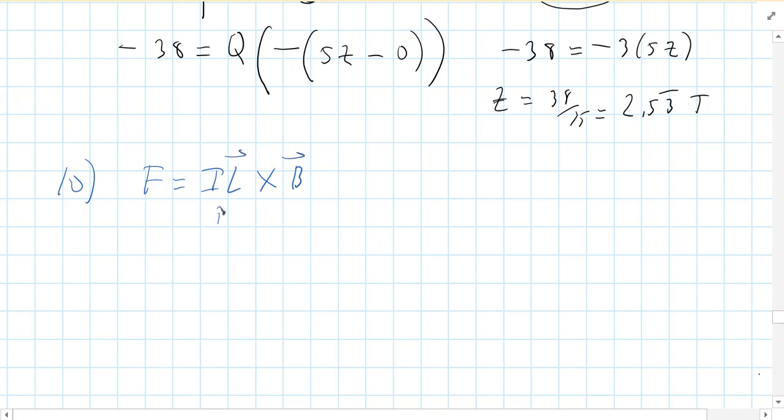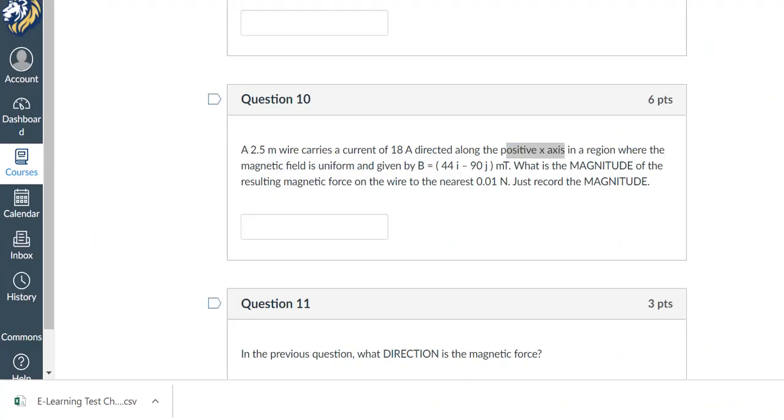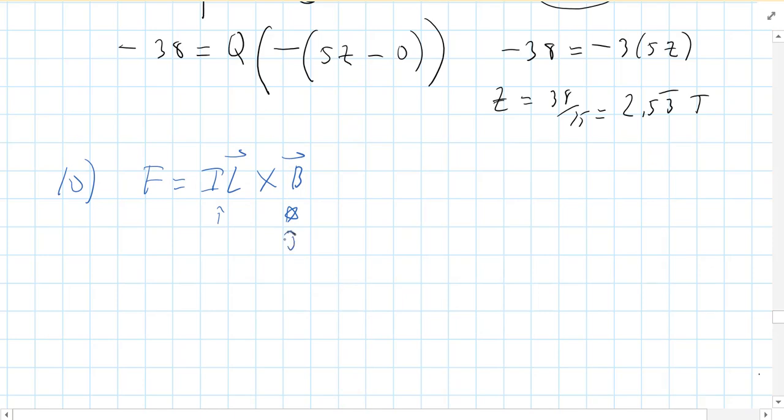This is in the I direction. So for the magnetic field, which has two components here, in this case an I and a J, I'm only going to focus on the J component because the I component isn't going to cause any force. The I component of the magnetic field is parallel to the current, and that part of it won't cause any force.